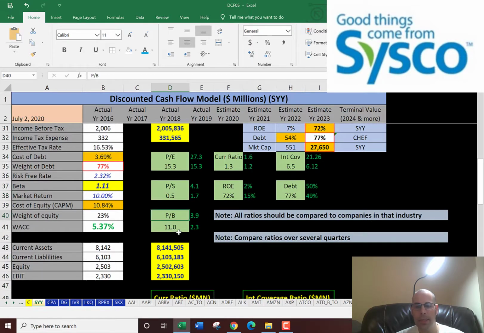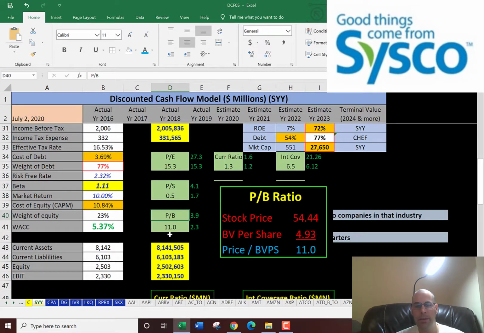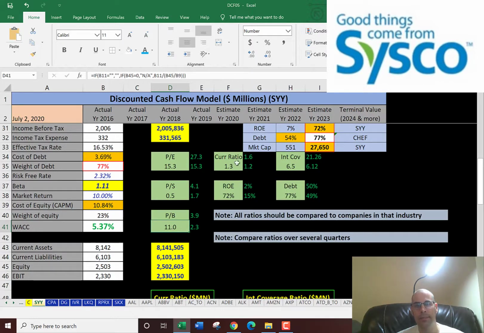They don't have a good price to book, maybe because they have too much debt. Their price to book is 11.0. That means investors are willing to pay $11 for $1 of book value. And when I say book value, I mean equity, total assets minus total liabilities.